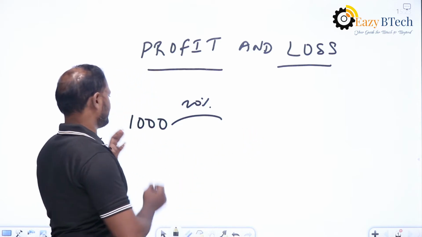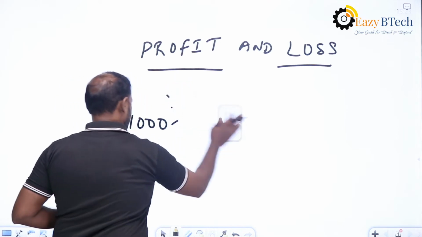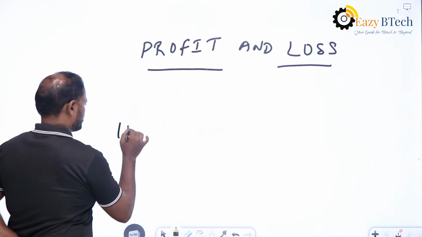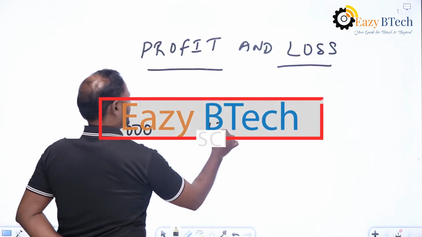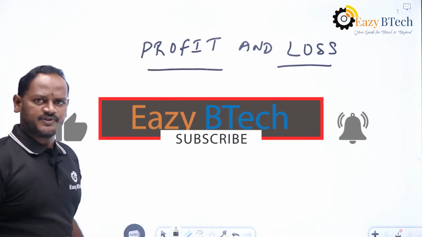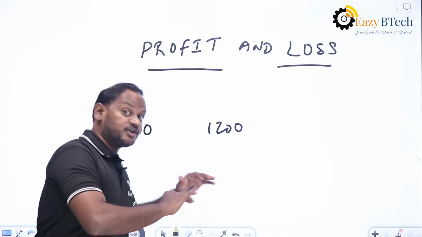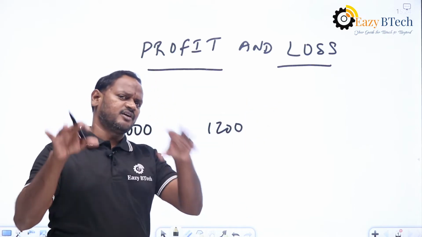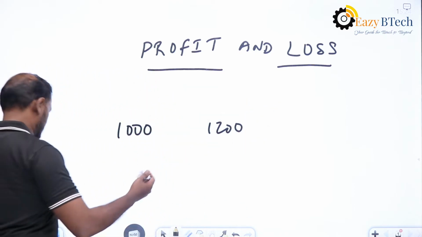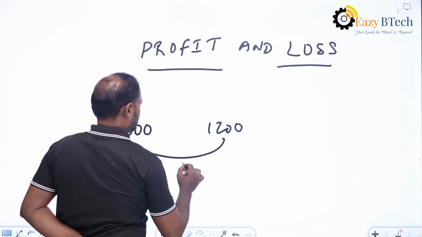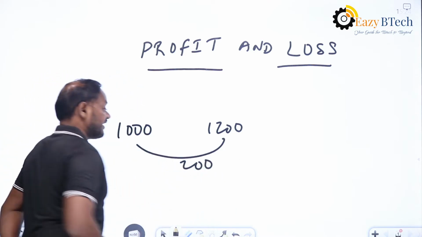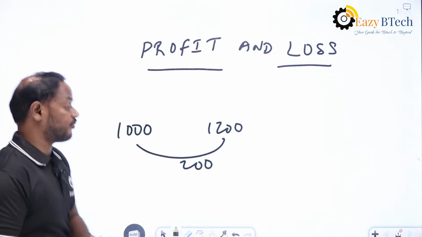For example, if I go for 1000 rupees, forget about this percentage. I bought an article for 1000 rupees and sold it to another person for 1200 rupees. Profit or loss? Logically profit, right? How much profit will be there? 1000 is becoming 1200 means 200 is increased. Yes, I am getting profit.